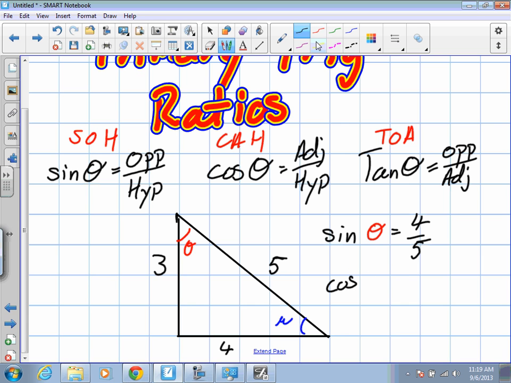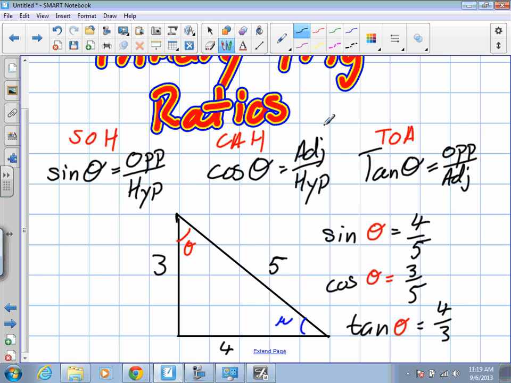Cos theta is equal to the adjacent. What is considered the adjacent to theta? 3. And the hypotenuse, we already know? Perfect. 3 over 5. And finally, tangent theta would be equal to what? Opposite over adjacent is 4 over 3. Great. That's setting up the ratio. That's all there is to that part.